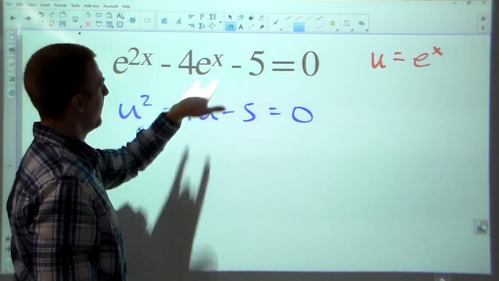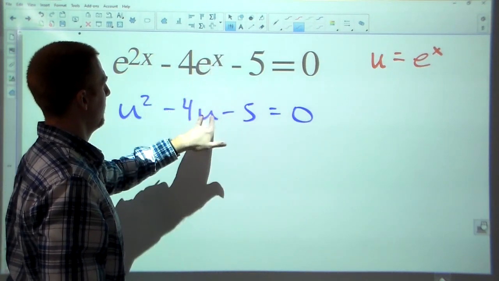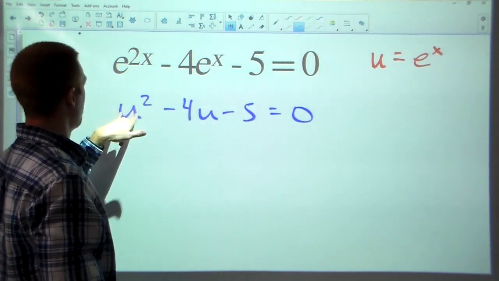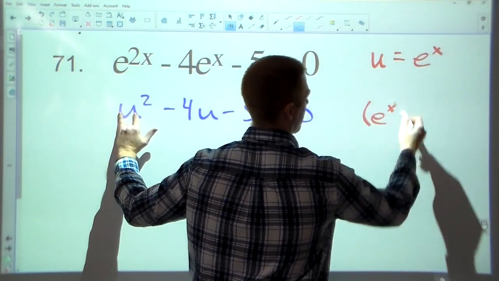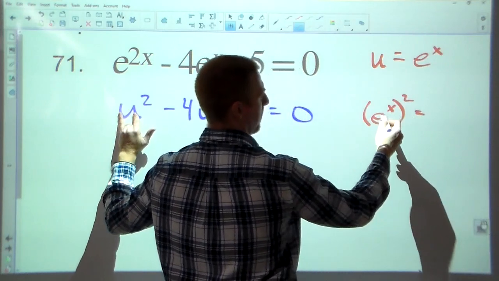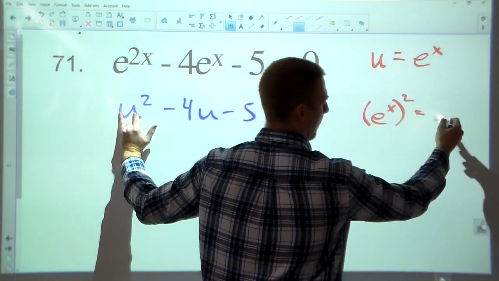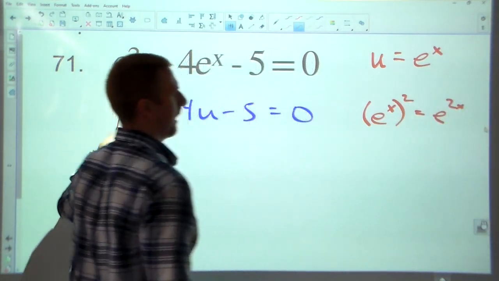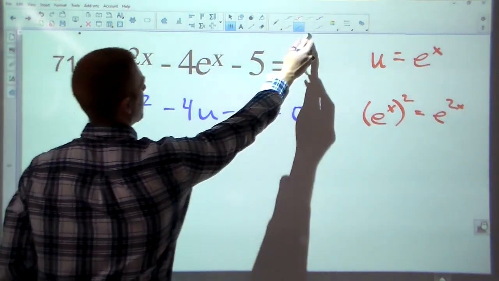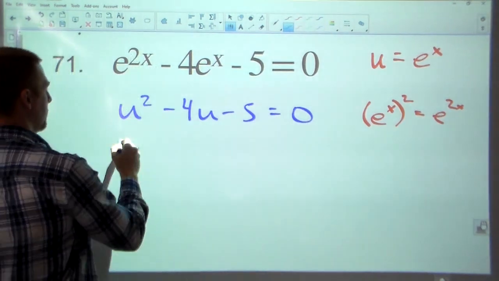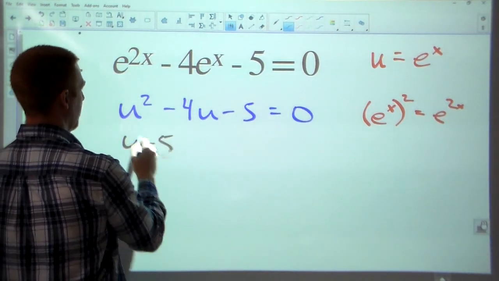So if u is e to the x, and I plug e to the x in here, that looks good. If I plug e to the x in here and square it, well, e to the x squared, we know that an exponent raised to an exponent, the exponents multiply. So that would be the same as e to the 2x, which looks like this. So that's what I want to use for my u substitution. So I factor this like I normally would. That'd be u minus 5, u plus 1.